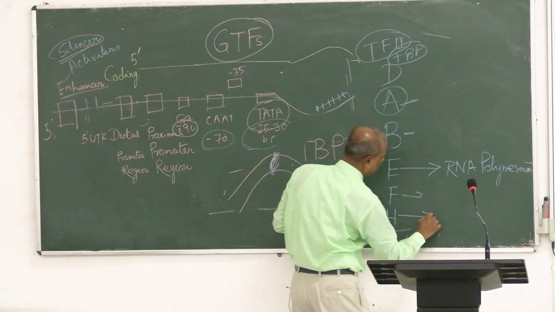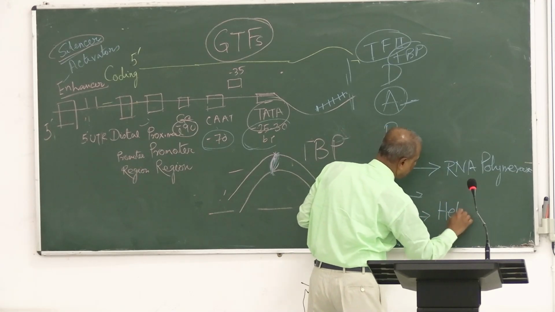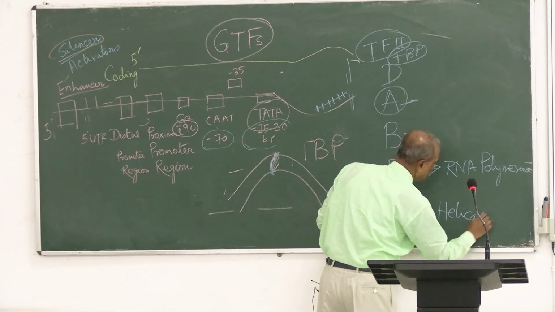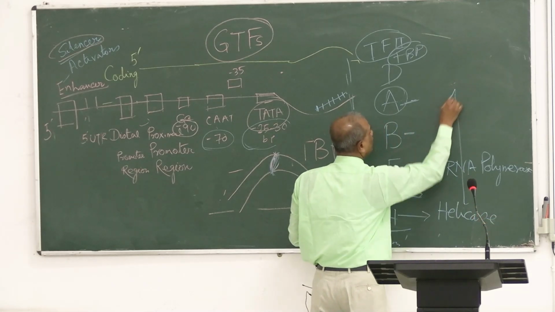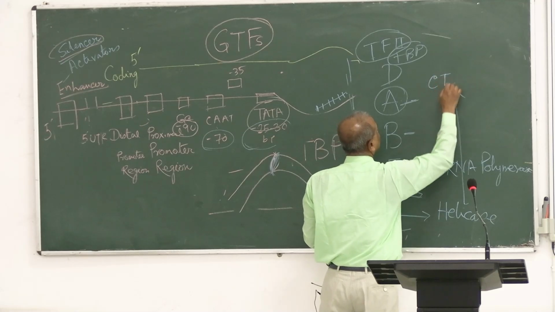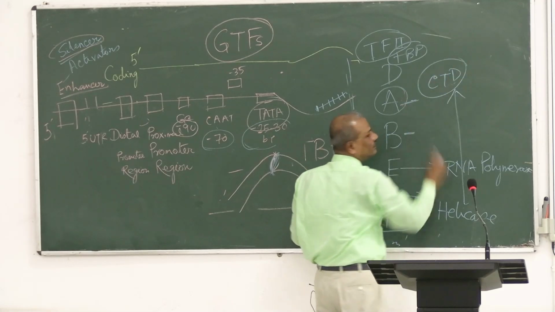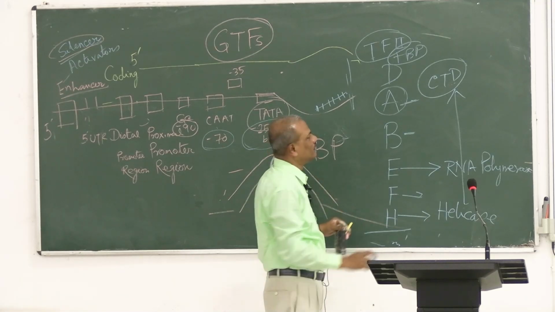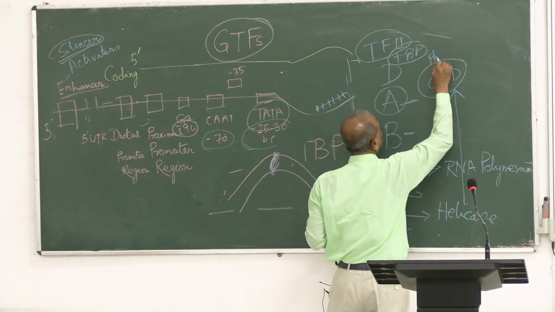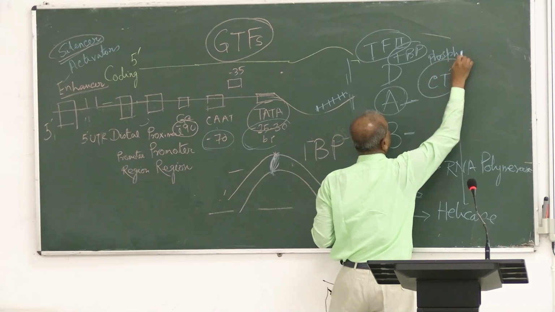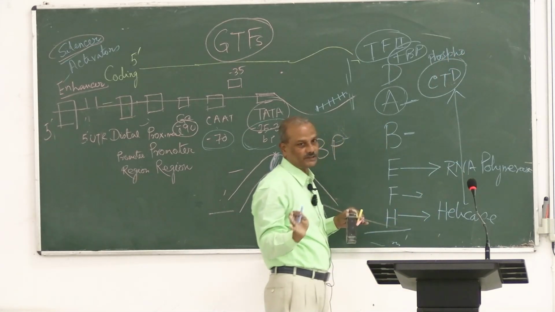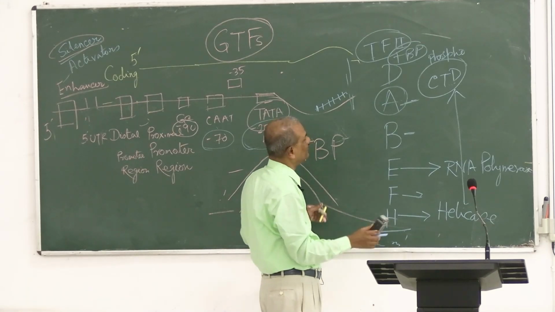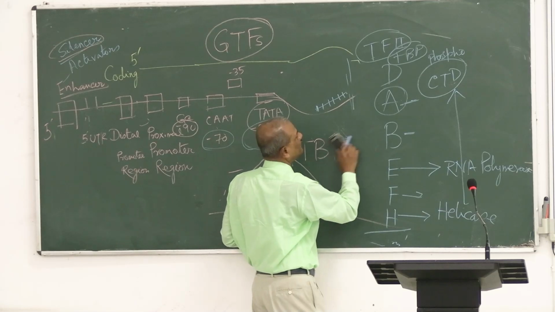And then H1 is endowed with helicase activity, means this will cause unwinding. This is also having a CTD activity, means carboxy terminal domain of the RNA polymerase will be phosphorylated. Phosphorylation of CTD region will make the RNA polymerase active. Also, it has a role in DNA excision that you will read during replication also.